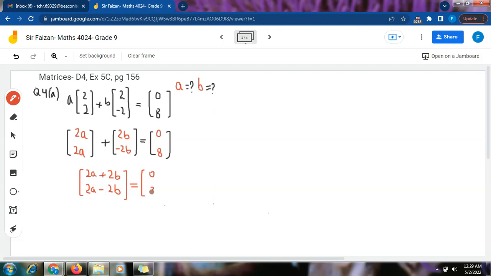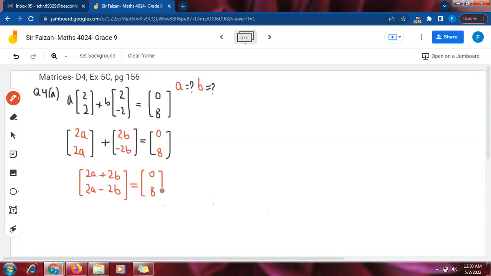And since now I know that these two are equal matrices, and in equal matrices the order is the same and the respective elements are also the same, I will just make an equation by equating both of them. So this will look like this, 2a plus 2b will be equals to 0. This is my first equation. Since I have to find two variables, I have to make two equations. This is my equation number 1, and the next equation will be 2a minus 2b, and that will be equals to 8. Since these two are equal matrices, the respective elements should be equal, and by equating them I have formed two equations, and I have to find the value of two variables.